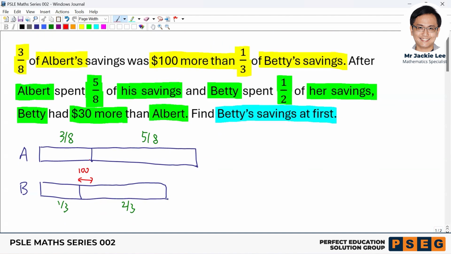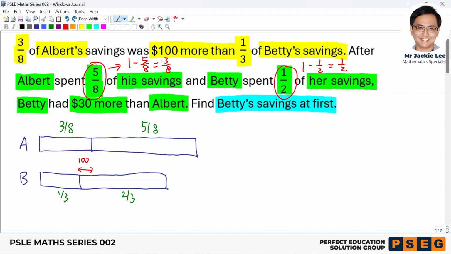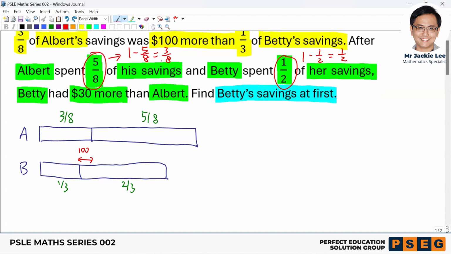Now, Albert is going to spend 5/8 of his savings. So, meaning to say that this one will be leaving behind 3/8, right? For Betty, do the same thing. 1 minus half actually still equals half. Now, you notice that these two figures are actually the same. So for A, we don't have to redraw. We just have to redraw for Betty, up to half.